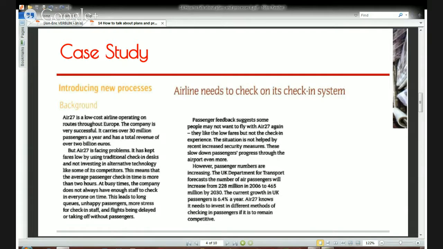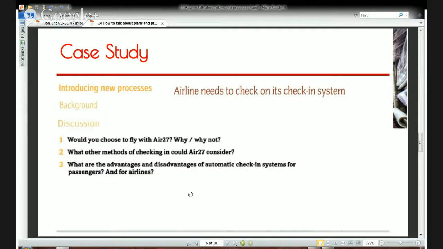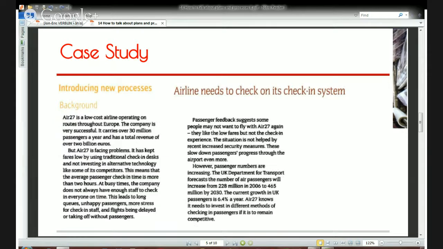Absolutely. Let me ask everyone a question: would you choose to fly Air 27? Why or why not? Ruben, what do you think? Would you fly this company based on what we've seen so far? I don't think so. Why not? I wouldn't like to be in a long queue and to be stressed, without knowing if I'm going to check in. Have you ever flown on a low-cost airline like Ryanair? Yes.